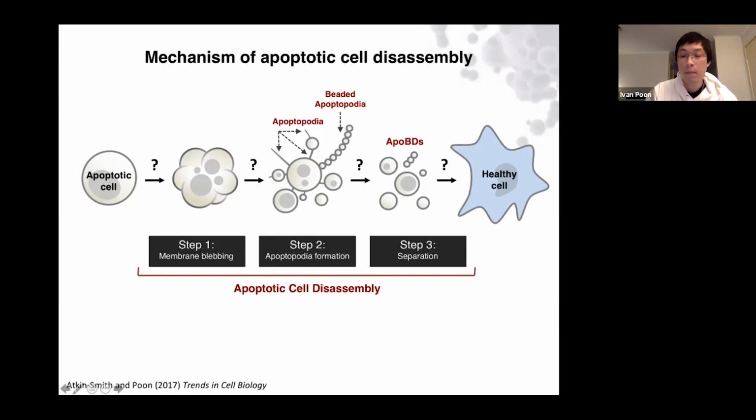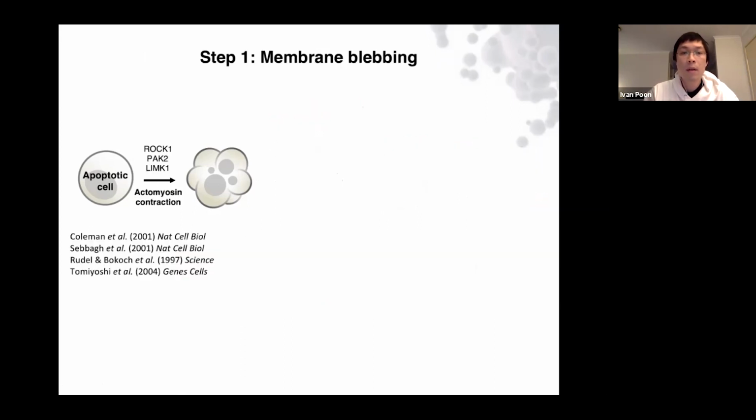So firstly, I'll talk about step 1. It's been known for a very long time that during apoptosis, caspase can activate a number of different kinases, such as ROCK1, PAK2, and LIMK1. And that will lead to their activation, which then drives actomyosin contraction to lead to membrane blebbing, and subsequently the formation of apoptotic bodies. However, previously we didn't know which one of them is the key regulator of this process and whether they have some sort of redundant function.